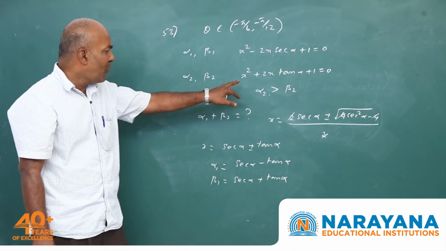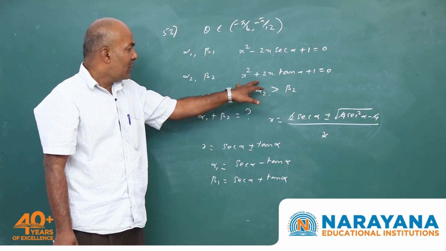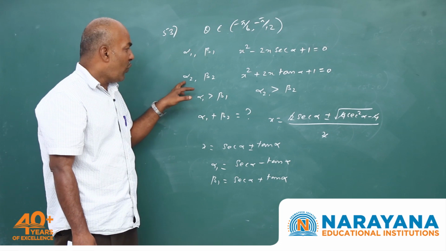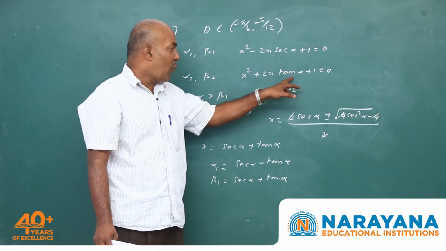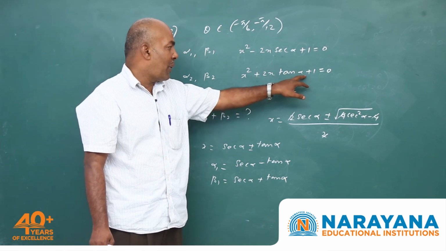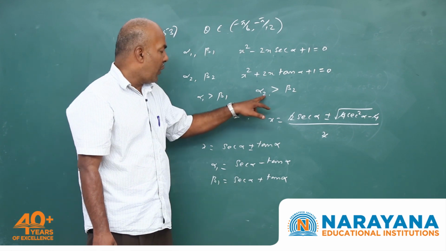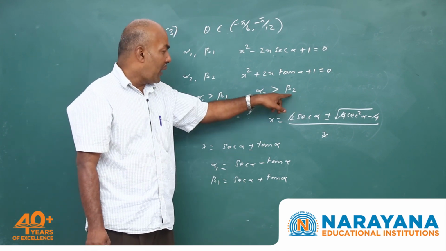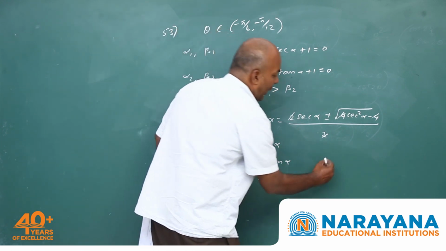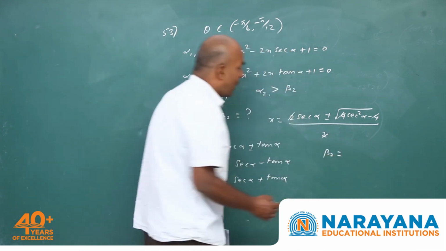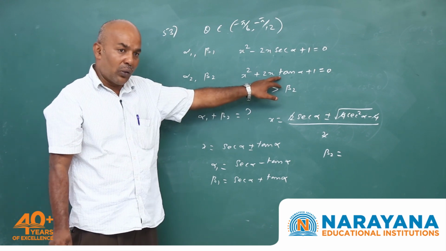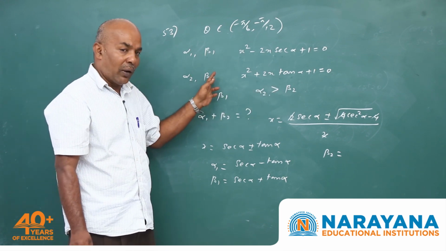Similarly, we shall solve for this quadratic equation. We will get alpha 2 and beta 2. Alpha 2 is going to become tan alpha plus or minus secant alpha. According to the condition alpha 2 is greater than beta 2, so beta 2 is going to become, I will write it directly, hoping that you will calculate it. Solving this quadratic equation, we are going to get two roots.